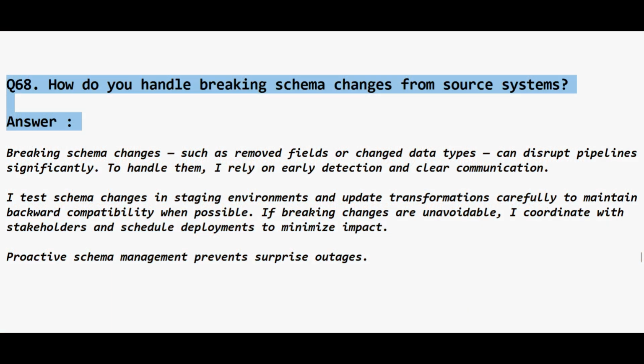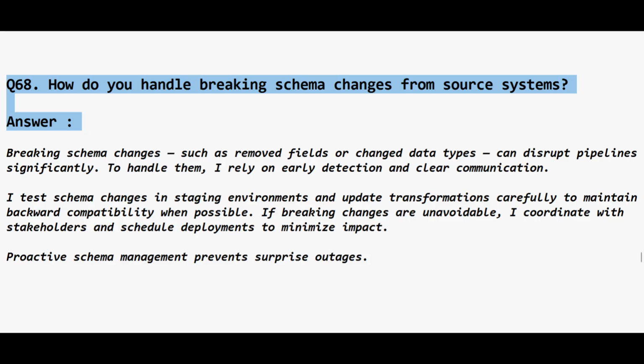Question 68. How do you handle breaking schema changes from source systems? Answer. Breaking schema changes, such as removed fields or changed data types, can disrupt pipelines significantly. To handle them, I rely on early detection and clear communication.